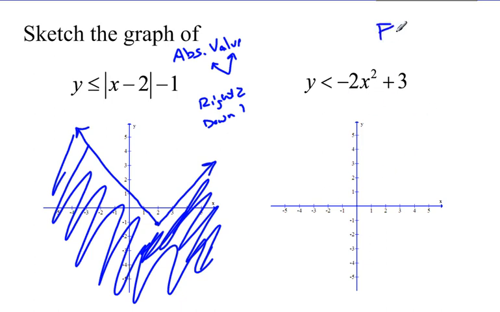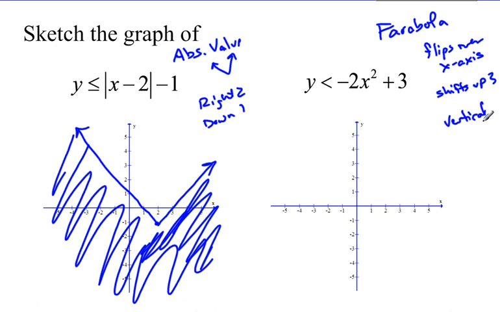This time we have a parabola. Let's see, we've got a few things happening here. The negative flips it over the x-axis. This plus 3, of course, shifts it up 3. And there's also a vertical stretch. So a vertical stretch of 2. So we'll get all those things in there.